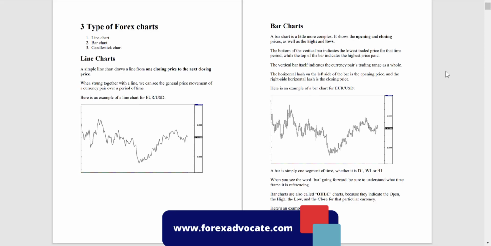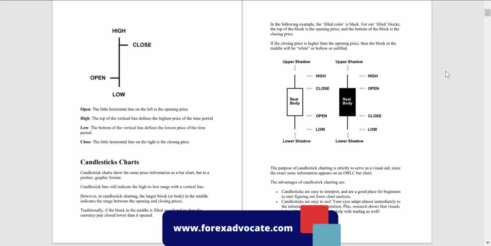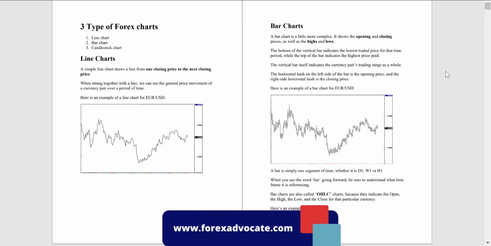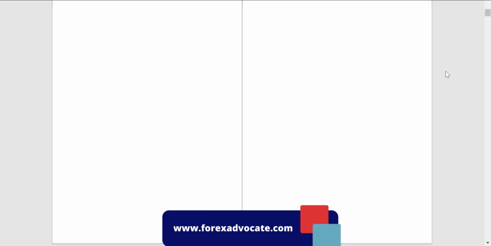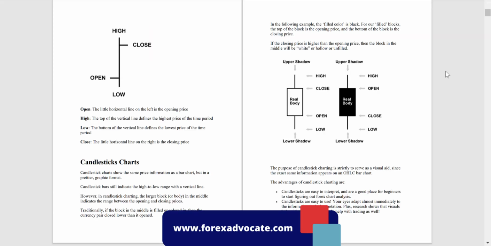So there are three types of Forex charts: the line chart, the bar chart, and the candlestick chart. The candlestick chart is the most important and most common. You will be seeing it on people's screens, when some people send you a screenshot, when you read a Forex book, or when you watch Forex videos on YouTube or other places. So again: the line chart, bar chart, and then the candlestick chart.